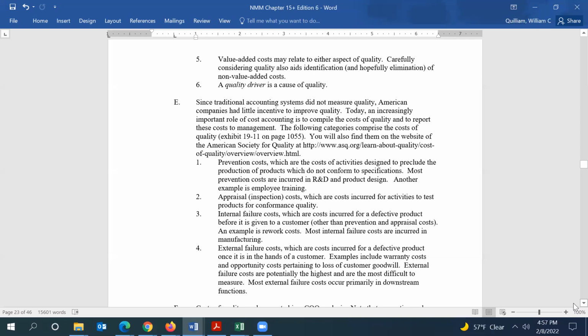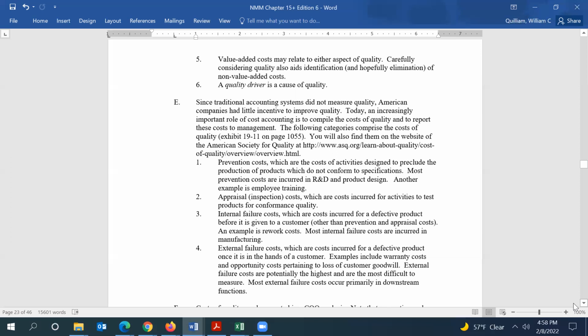So we hope we build the product right the first time through prevention activities. If we don't, we hope we catch the problem through appraisal or inspection activities. Now, let's say that we have a defect in that product. Something's wrong. A failure. Well, we hope that we catch it in-house before that product leaves our facilities and is sold to a customer.